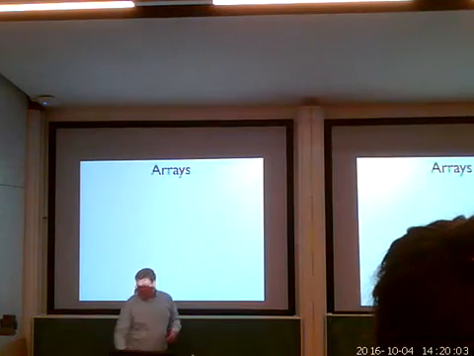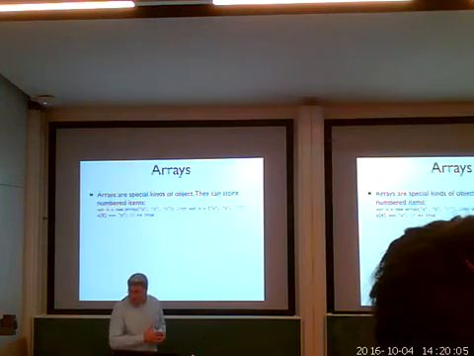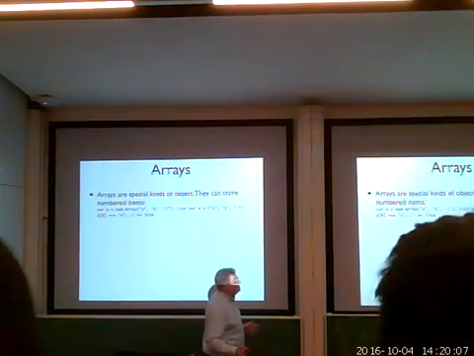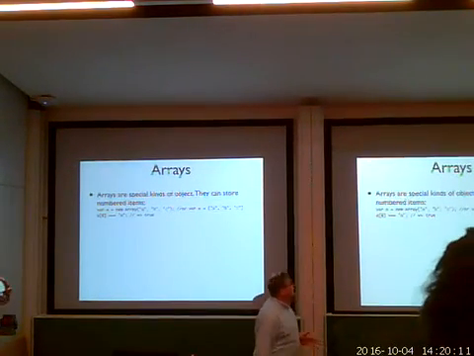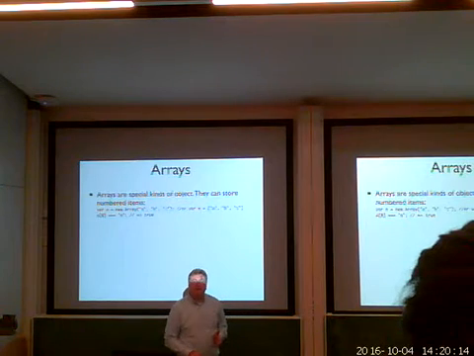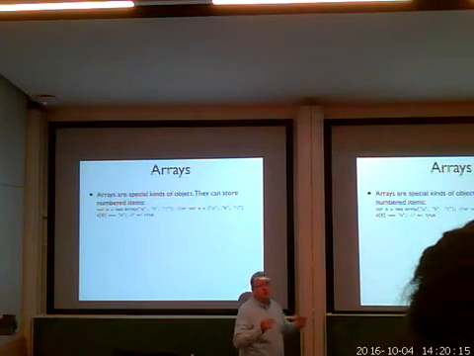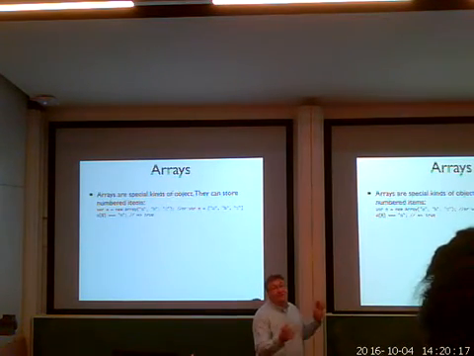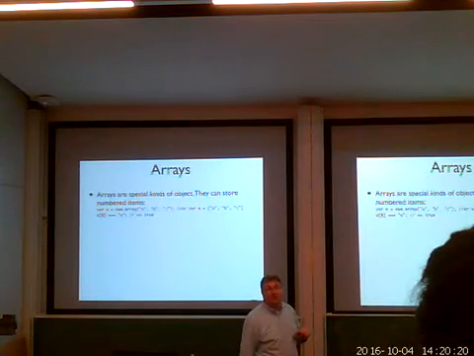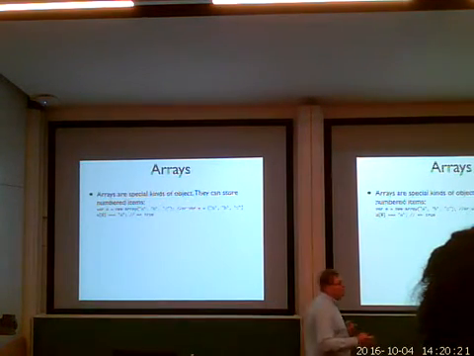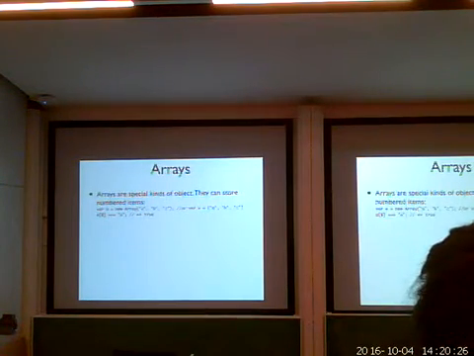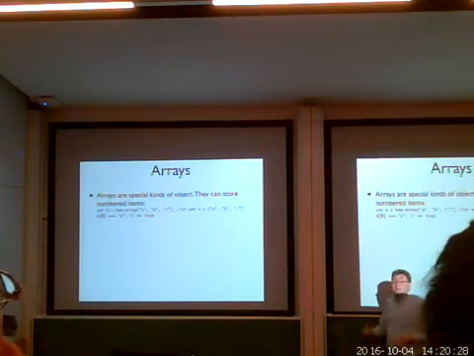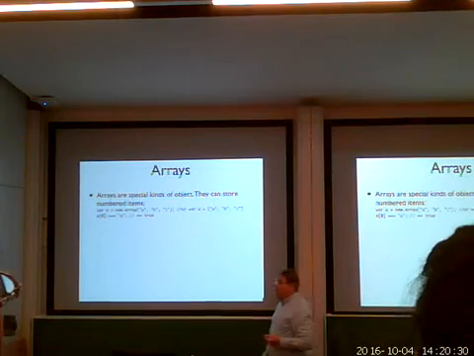Okay, arrays. So next type. So arrays are special kinds of objects. They contain numbered items. You can create them two different ways. You can create them with a new array constructor, and inside that you can pass in the things you want to put into your array. Alternatively, you can use the literal syntax, which is much tighter and much nicer, and you just use square braces. You comma separate the things you want to put in your array.